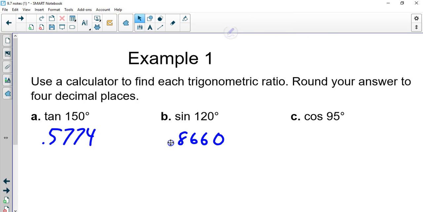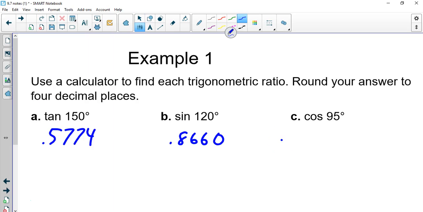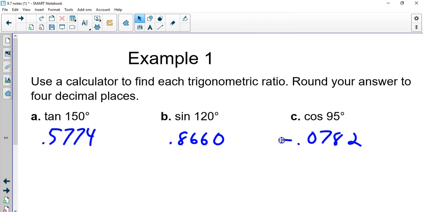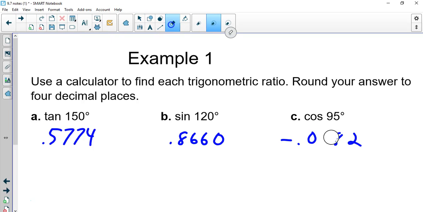And last but not least, cosine of 95. Cosine 95, negative 0.0872, because it's going to round up. Negative 0.0782. Did I say that right? No, I did invert it. I was afraid of that. It should be 87. Oh, I switched them. That's it. Okay, moving on.